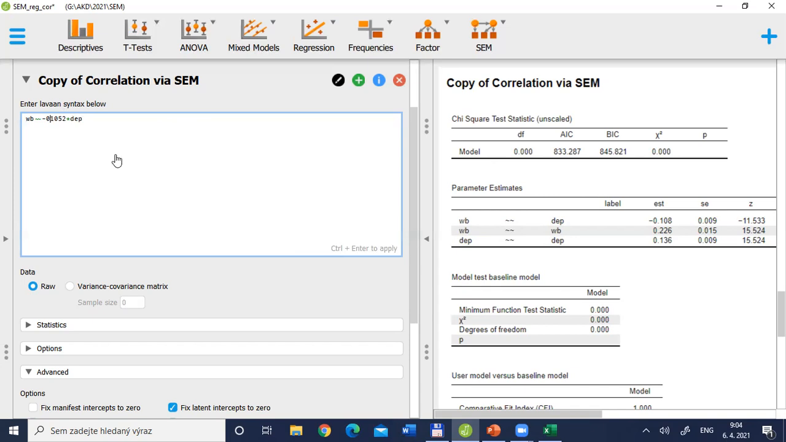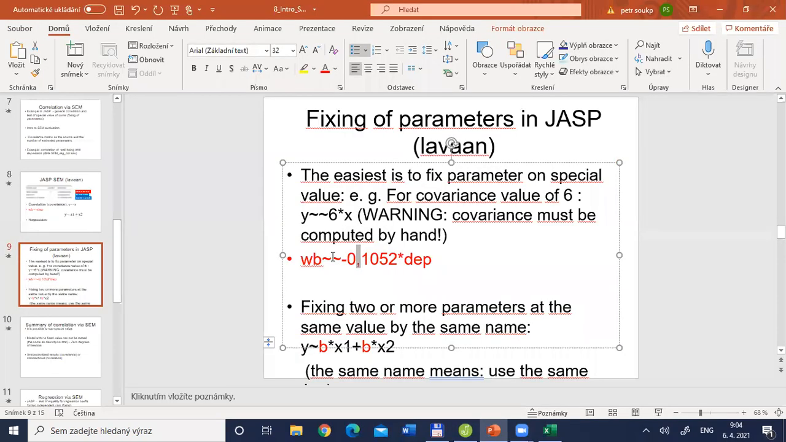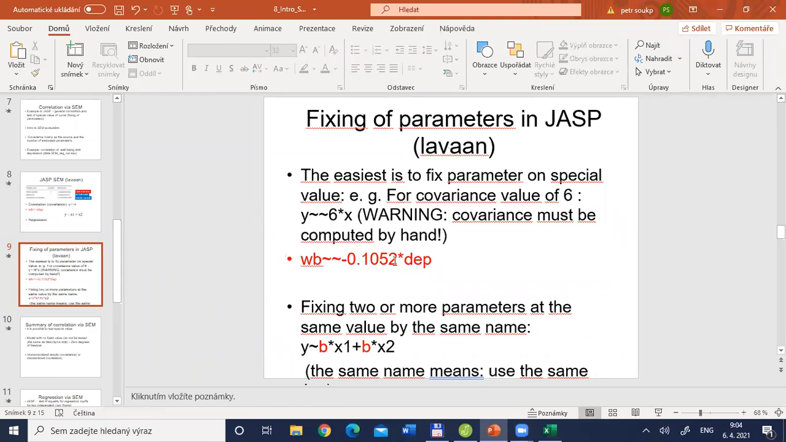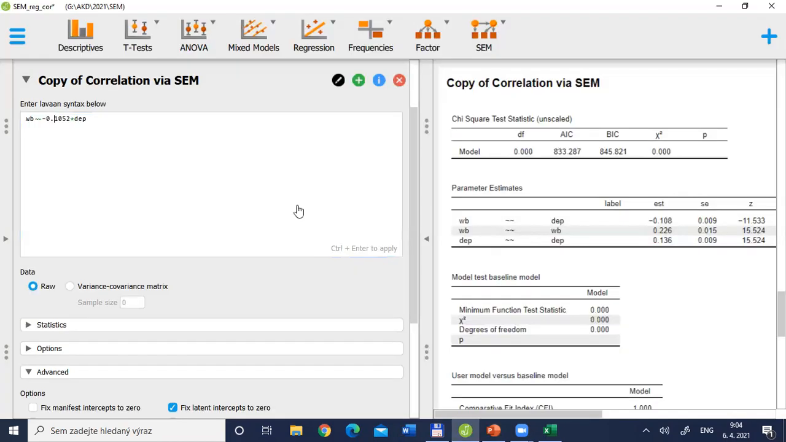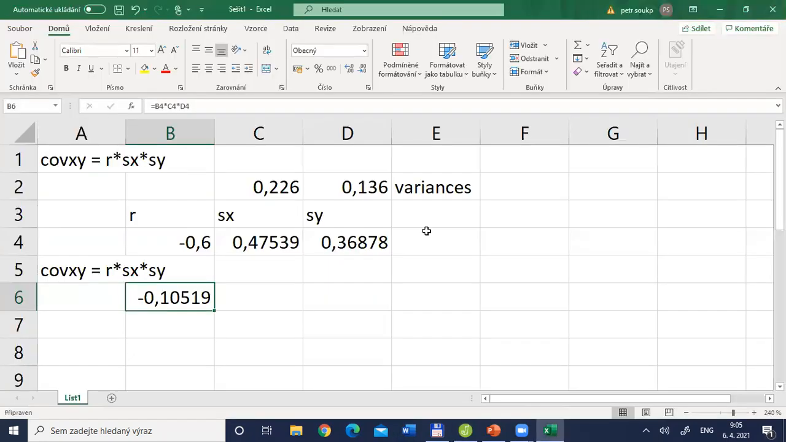So you must replace the symbol for decimal. Here there is a comma. So minus 0.52. Once again, Control and Enter, and now it works. So JASP will recompute our results quickly. I hope so. Before JASP starts, I can close my Excel here.